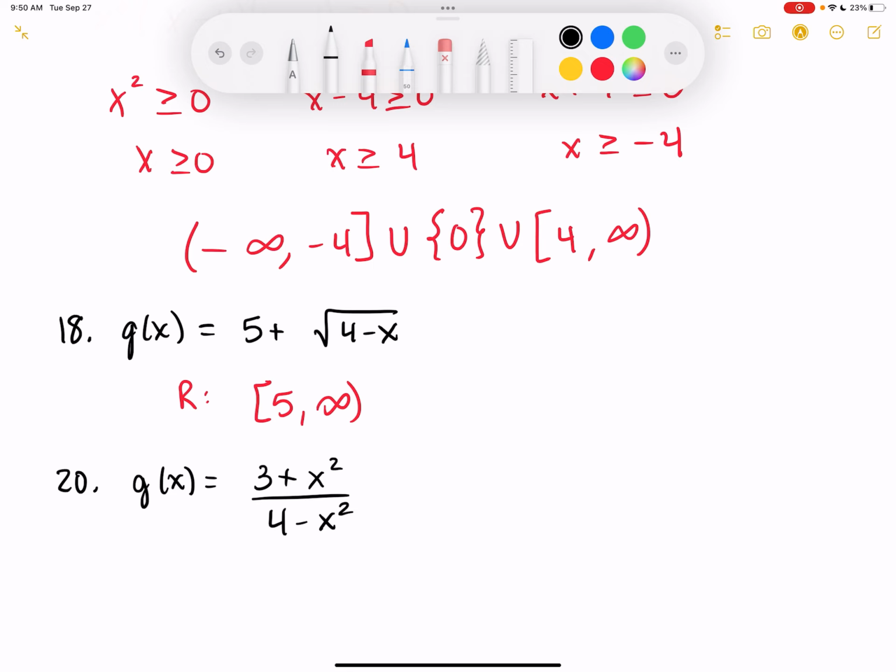Now, if you have this, okay, I'm going to show you how to put a fraction in your calculator. Well, you could put it in the way that it is, but if you hit alpha and then y equals, it brings up n divided by d, numerator over denominator, and it'll actually let you type in a fraction. Alpha y equals, and then it's the first one. So 3 plus x squared over 4 minus x squared.